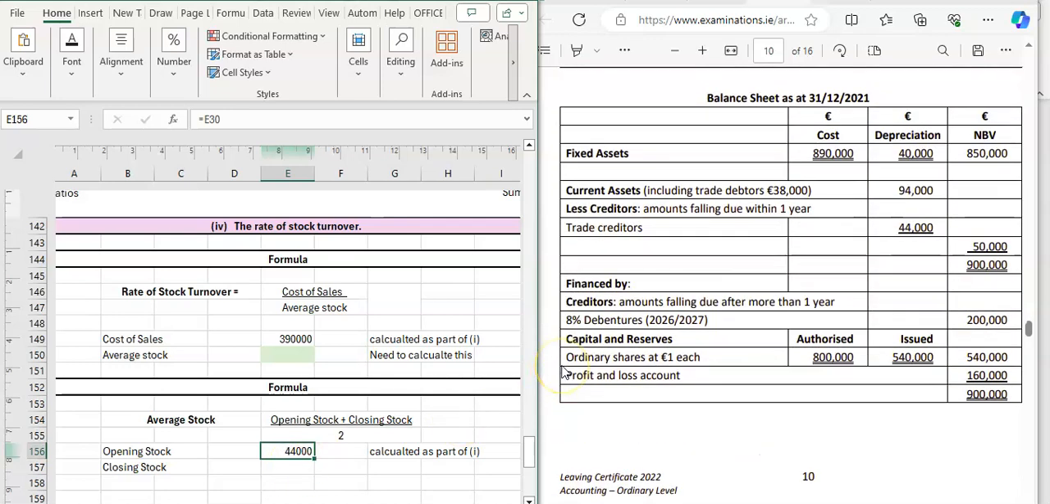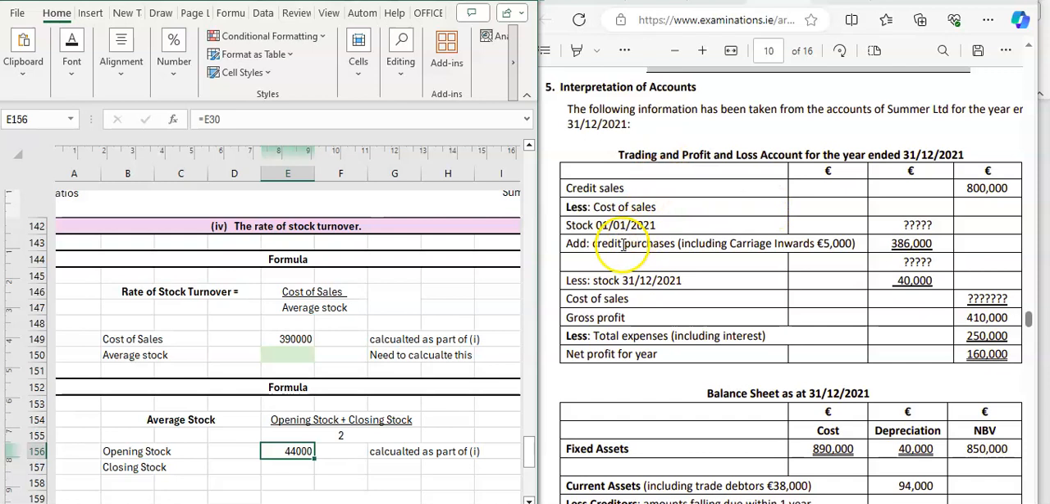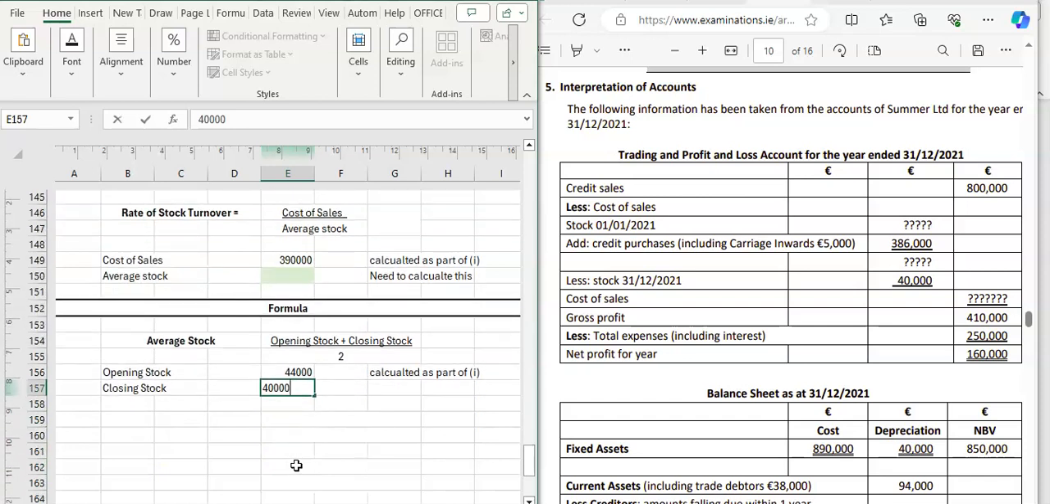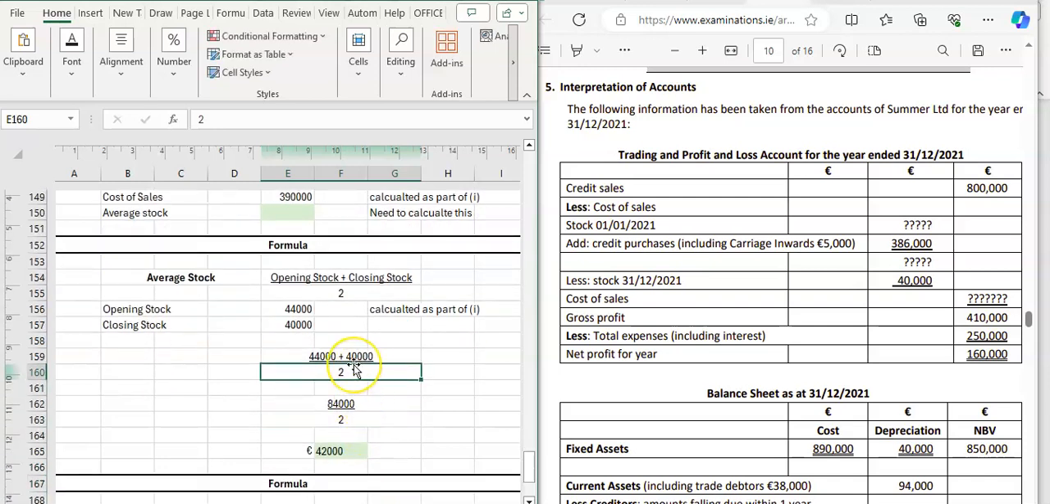So your closing stock then, let's have a look at our profit and loss account. Your closing stock is 40,000. So your figure to calculate your average stock is 44,000 plus 40,000. That's going to be all divided by 2. So 44,000 plus 40,000. So remember, I always do step-by-step process, so I can't be wrong. You can cut this down if you want to make it easy for yourself. So when we divide 2 into 84,000, we're going to get 42,000. So my average stock, it's going to be 42,000.